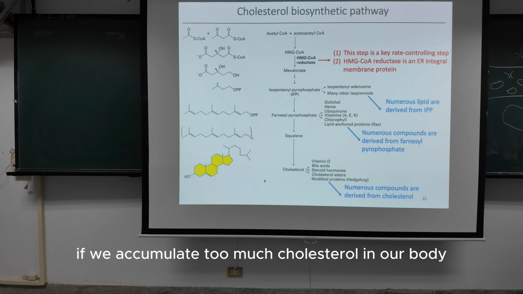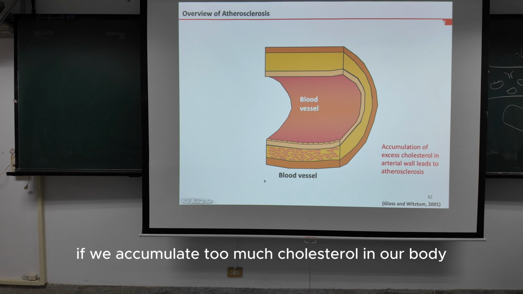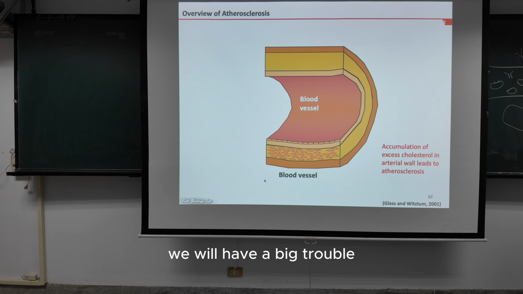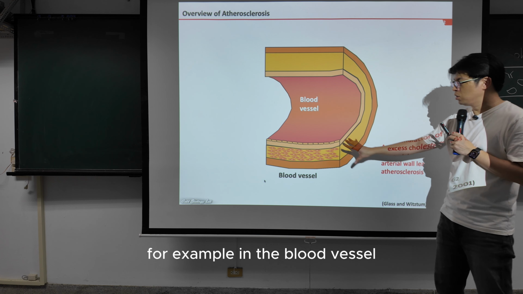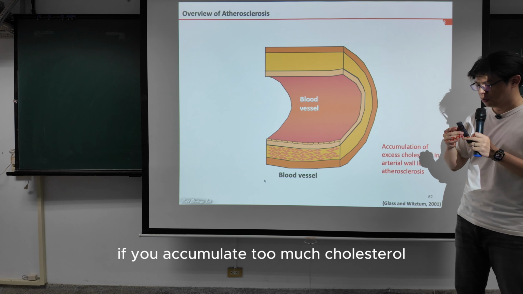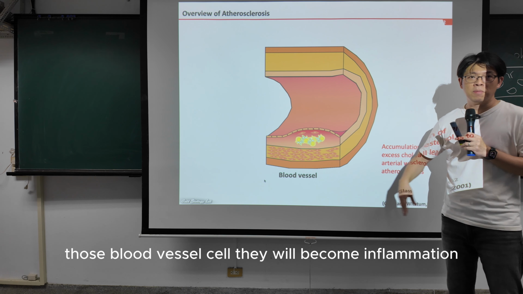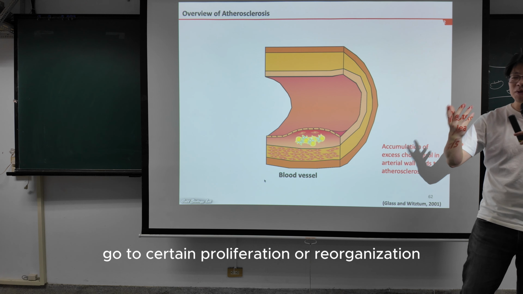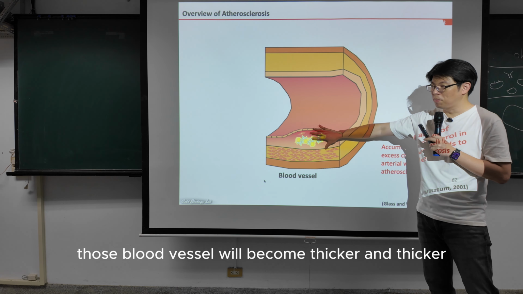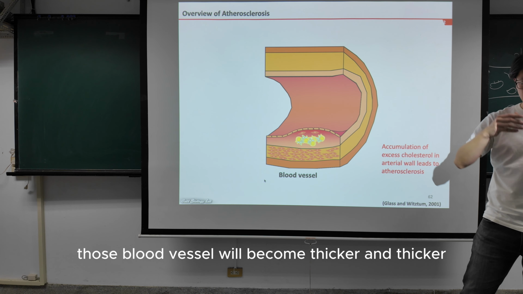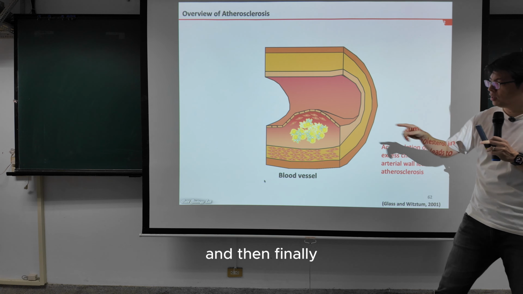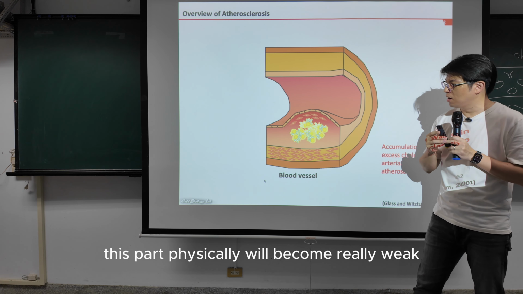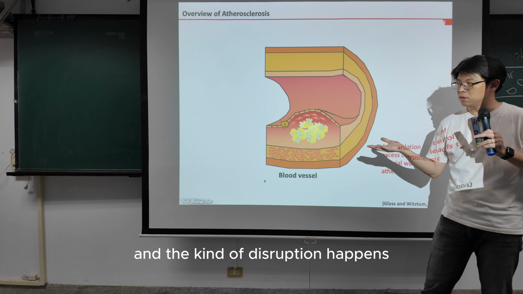If we accumulate too much cholesterol in our body, we will have big trouble. For example, in the blood vessel, if you accumulate too much cholesterol, those blood vessel cells will become inflamed, and it will lead to certain proliferation or reorganization. And finally, those blood vessels will become thicker and thicker. And then finally, this part will physically become really weak and a disruption happens.